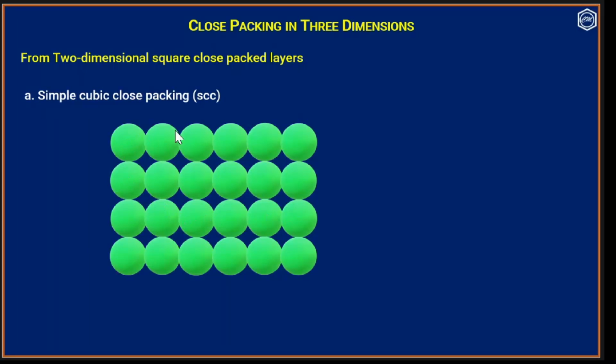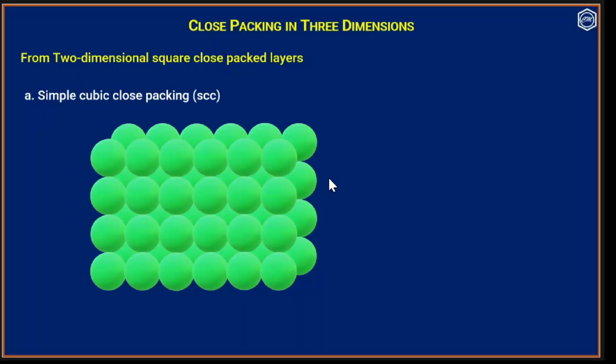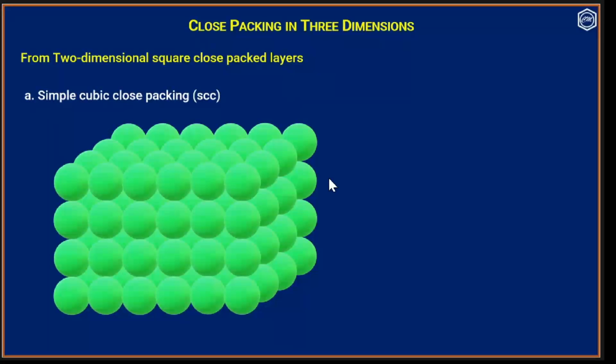So this is a 2D square close packed structure, or one layer of atoms. Now I am placing another layer in front of it. One more and one more. Or we can consider this as the bottom layer and we are placing other layers above that, or stacking the layers. And here each layer is the same as the other one.